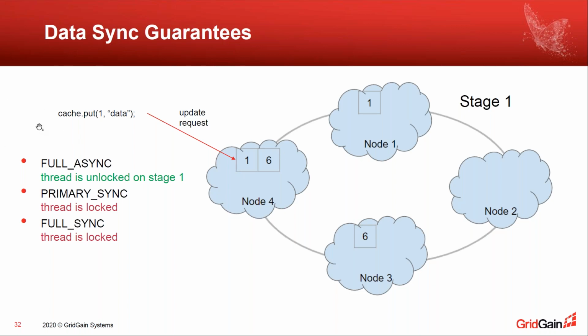After stage 1 comes stage 2, when data is actually written into data storage on node 4. Node 4 is the owner of the primary partition, partition 1, to which key 1 is assigned. And stage 3 is a response from the primary node to the client node that the update on the primary node is successful. And at this point, the user thread is unlocked, so you can proceed with your other puts if you are using primary sync. But for full sync mode, this is not enough.